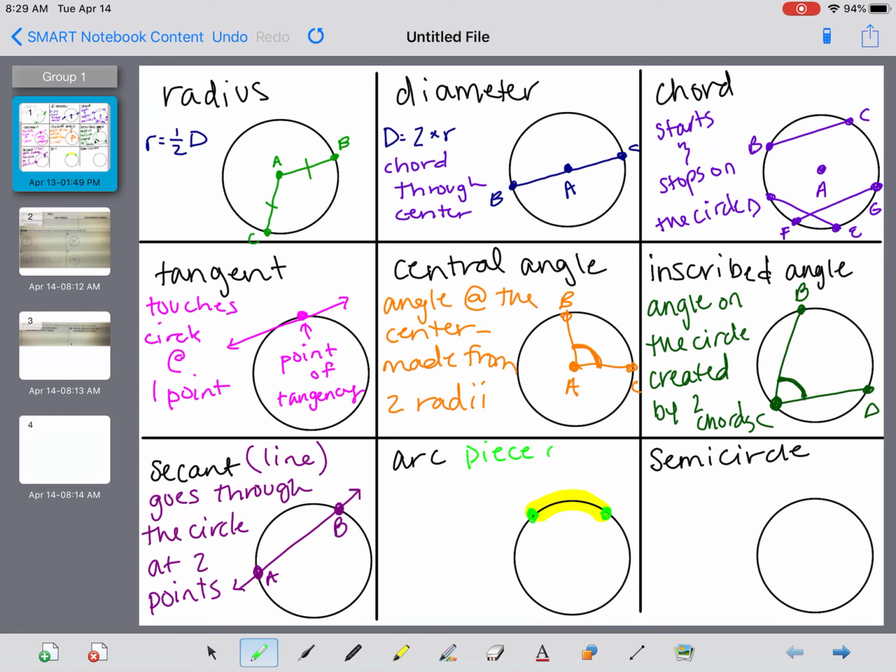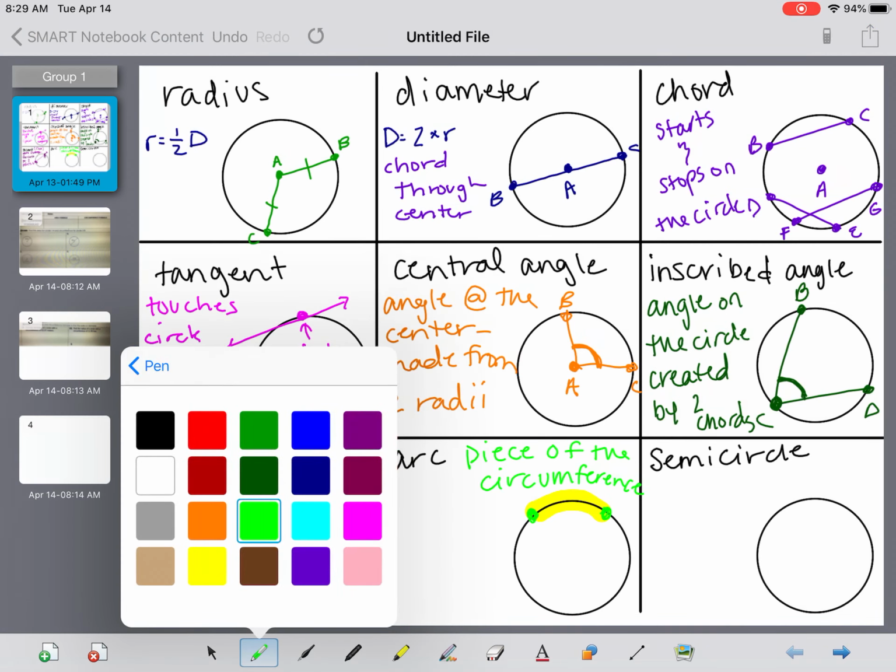So like this right here is an arc. Just from here to here. That is an arc, okay? It's a piece of the circle. Piece of the circumference.